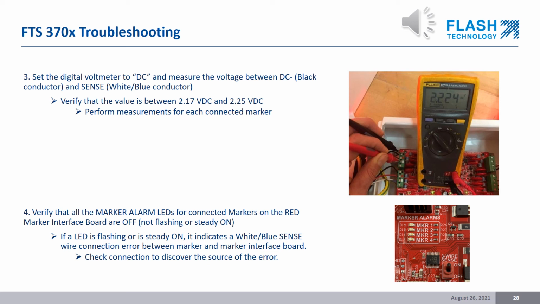Step number 4. Verify that all marker alarm LEDs for connected markers on the red marker interface board are off or not flashing. If an LED is flashing or is steadily on, it indicates a white-blue sense wire connection error between the marker and the marker interface board. Check connections to discover the source of the error.